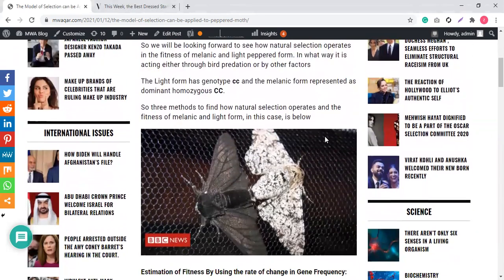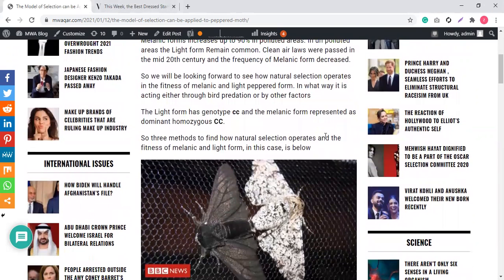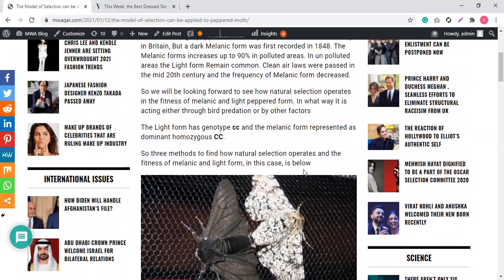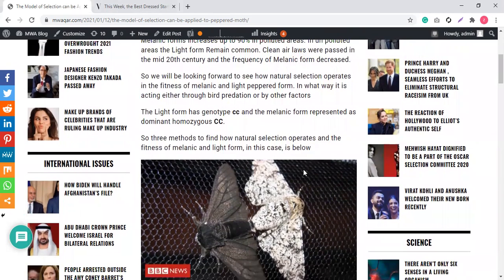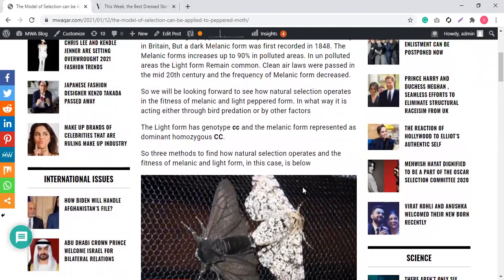Now, we see that in a polluted environment, the melanic form increases, meaning this particular genotype increases in the environment, and the light peppered form decreases. And before, when there was no industrial revolution and the environment was clean in Britain in the 18th century, the more common form was this light peppered form. This is very easy. I think there is no confusion there.